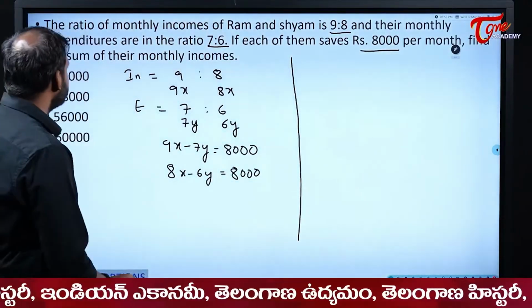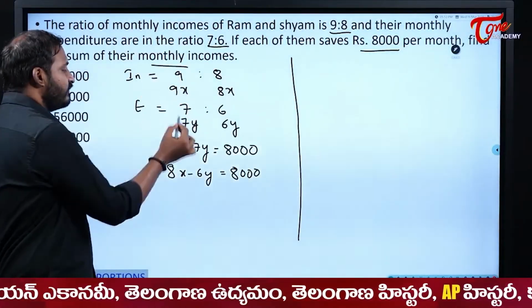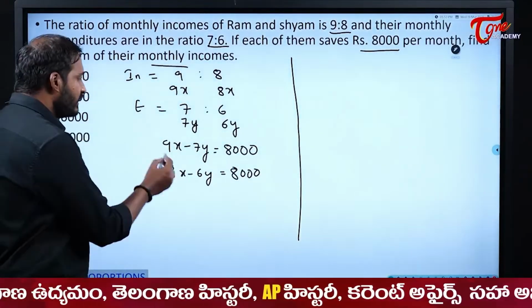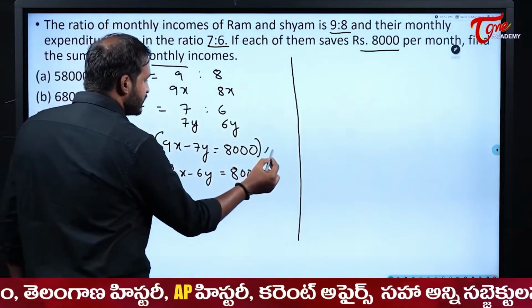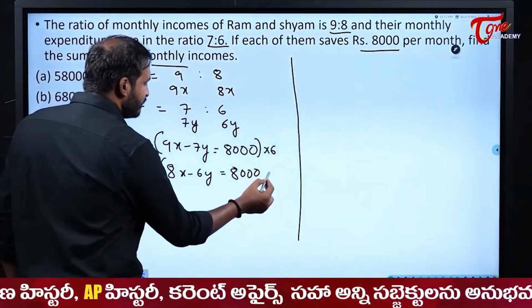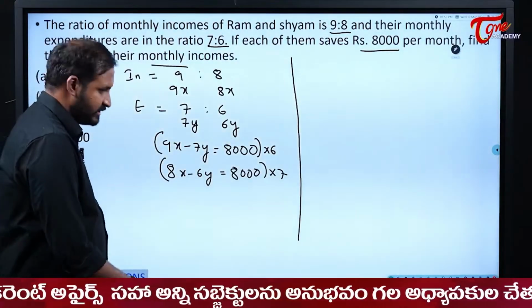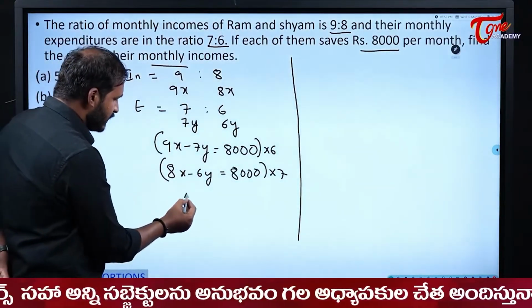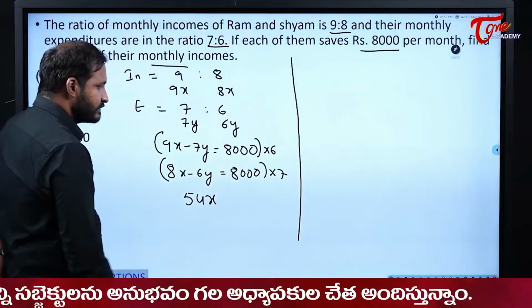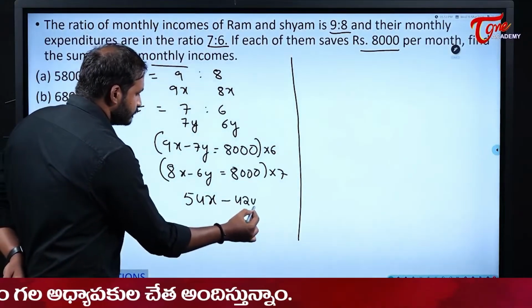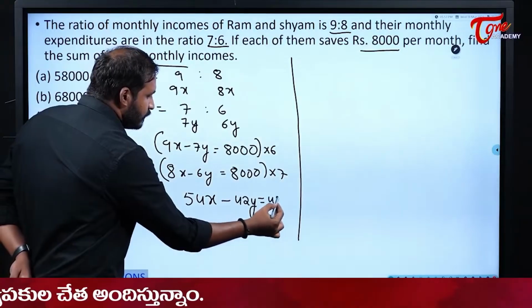Now, you have two equations and they are asking us the monthly income. For x we want. So, try to cancel y. How can you cancel the y? By multiplying this equation with 6 and multiplying this equation with 7. So that I can cancel these two things. Now, we will see. If I multiply this one, what will I get? 54x minus 42y, that is equal to 48,000.